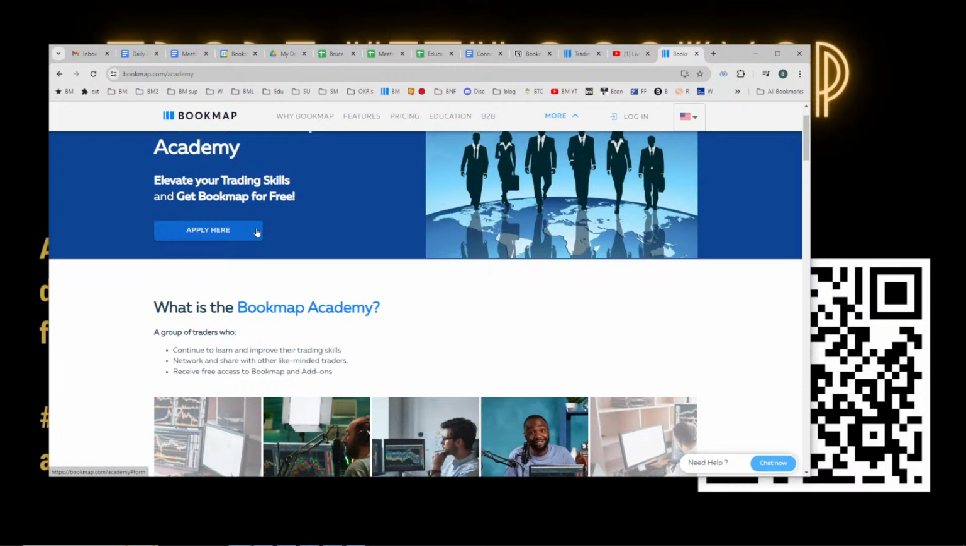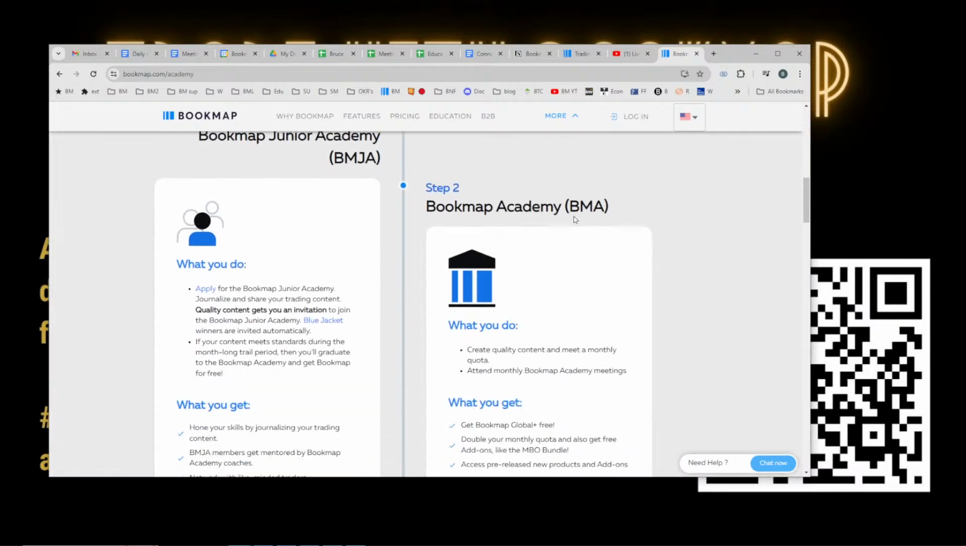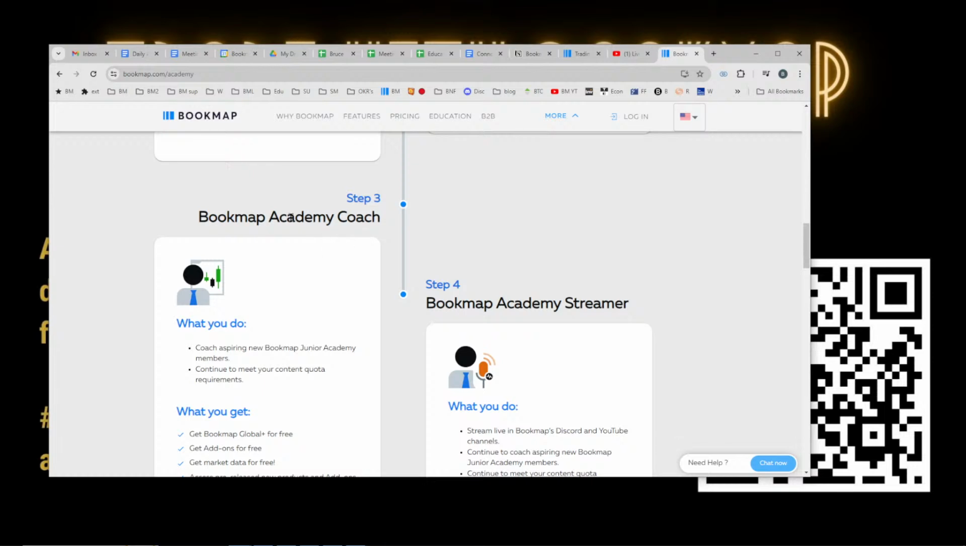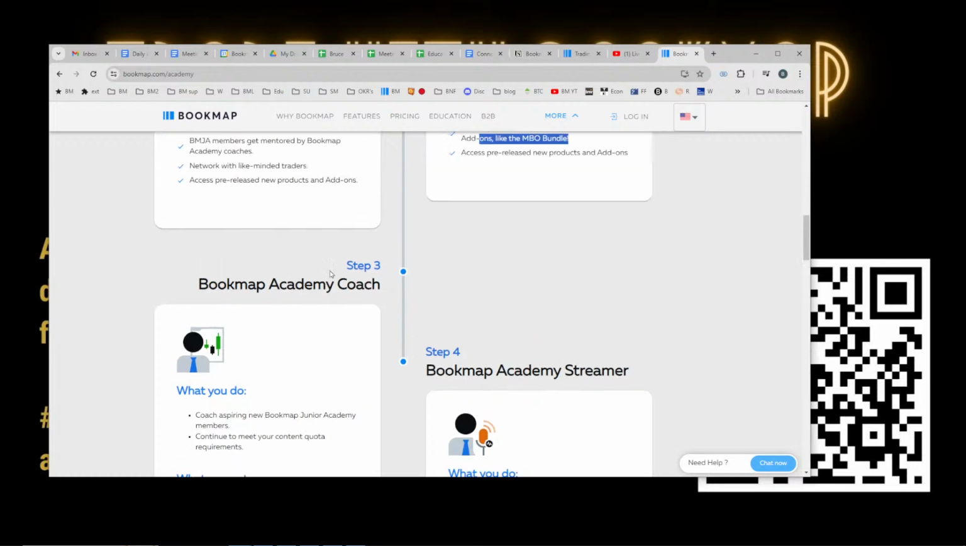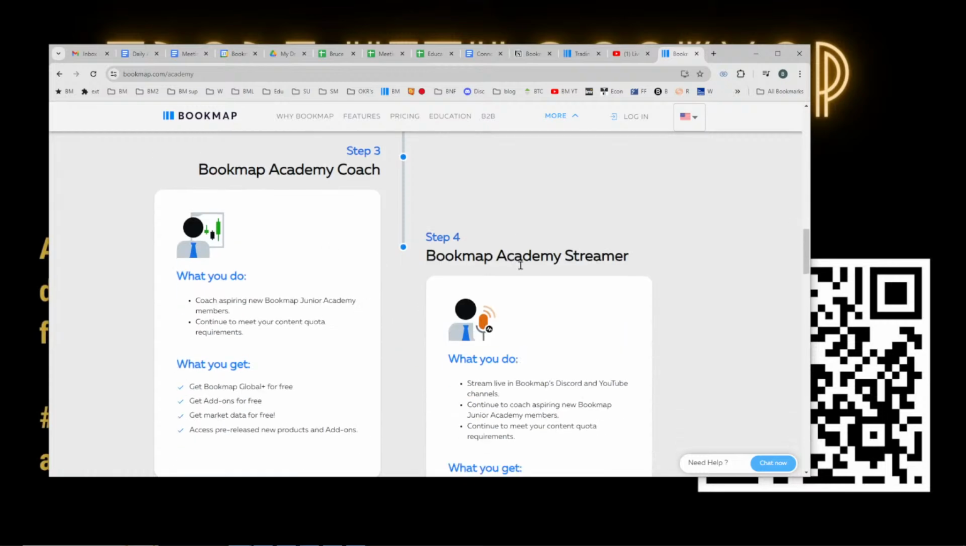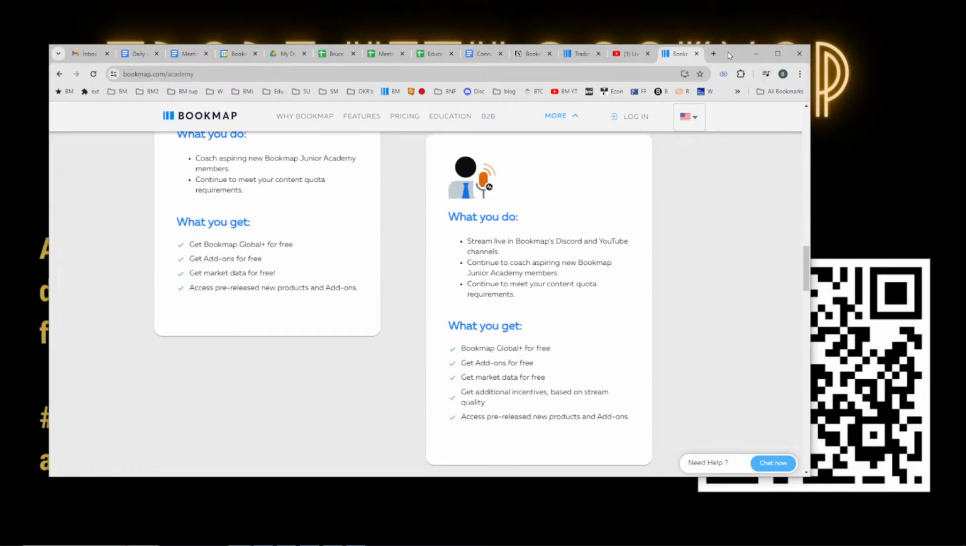You're becoming a better trader. You're creating content, we're giving you feedback on it, making you better. And basically, here's the process. After you become an Academy member, you can get Bookmap for free. You can even get the MBO bundle for free. And then the next step is you can get data for free as well by becoming a Bookmap Academy coach. At this point, you're giving back to the community, giving feedback to the junior members. You can become a streamer as well.